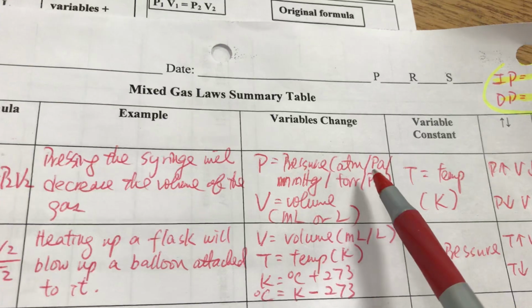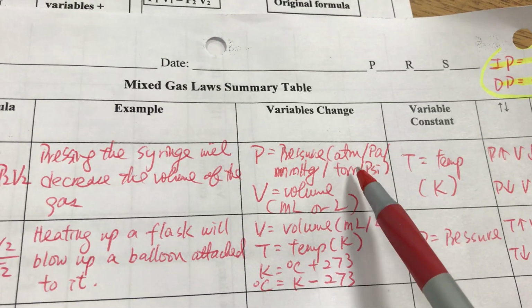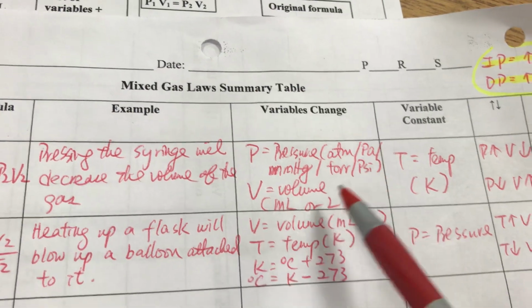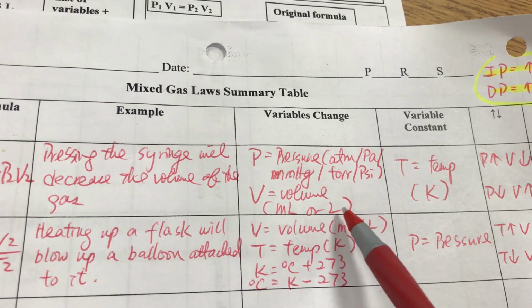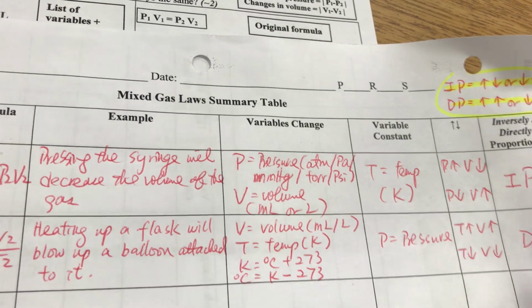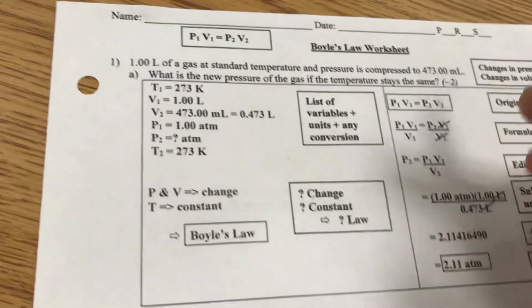And here the pressure could be any number with a unit like ATM or Pascal or mmHg or torr or psi. And your volume would be milliliter or liter. And here the temperature is constant. Okay, so now we will look at this worksheet.